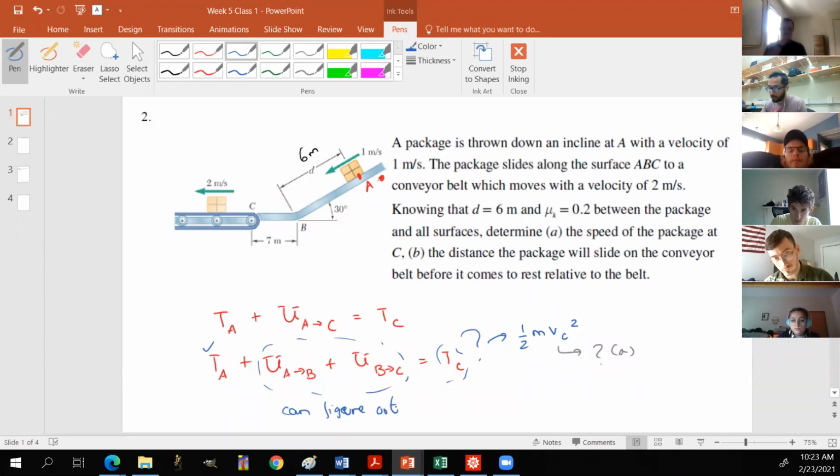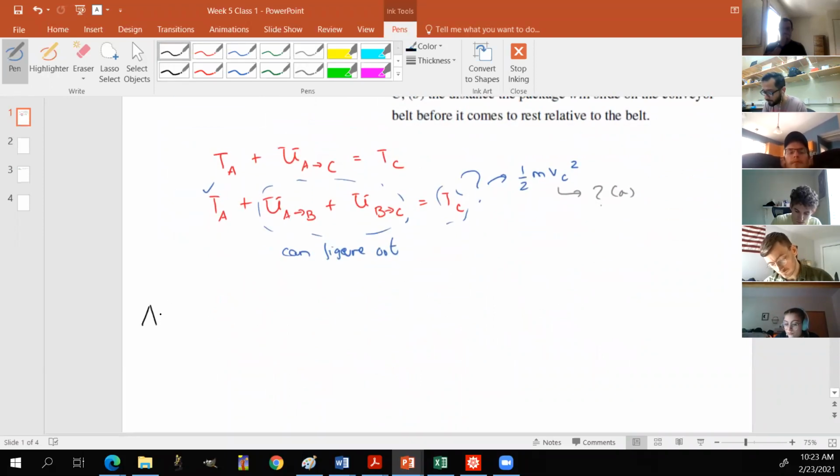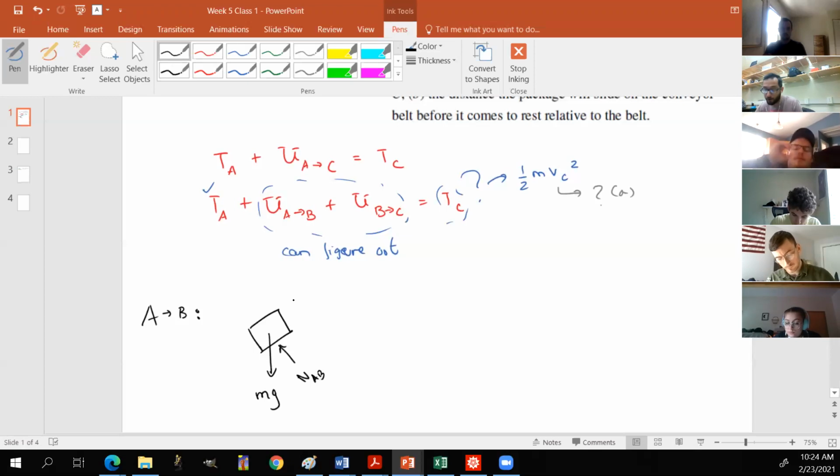All right, so let's take a look at that. For position A to B, if I look at the free body diagram, what are all the forces that act on it? Your weight, normal force, and friction force. There we go. So you've got your weight, you'll have your normal force NAB, like that, and you'll have your friction force, let's call that FAB, in the opposite direction in which you moved.